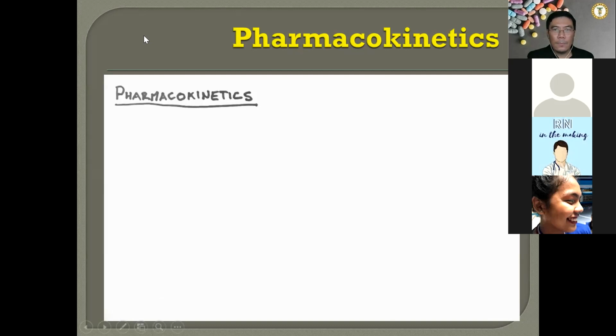Briefly, pharmacodynamics is the study of the effects of drugs on the body. That is, what does this drug do to the body? What receptors does it activate? And what other effects does it have?